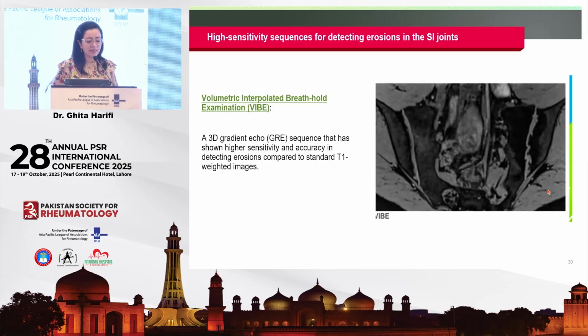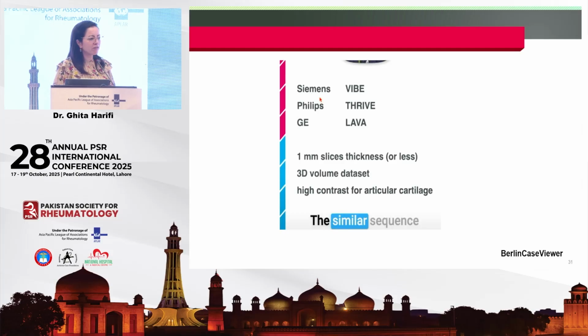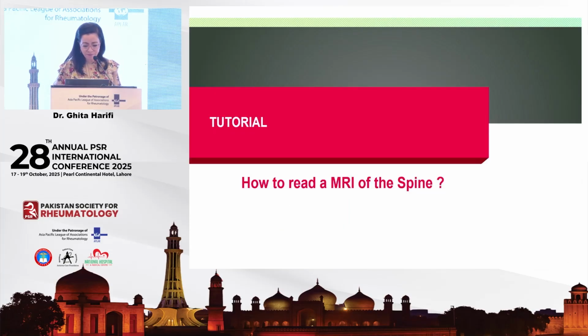sequence to detect erosions. We call it VIBE commonly, but VIBE is actually the term used by Siemens, the machines at Siemens. If you use a Philips machine, it's going to be called THRIVE, and GE calls it LAVA, but basically the same sequences: very thin sequences, 1 millimeter slice thickness or less, 3D volume data with a high contrast for articular cartilage and high sensitivity in detecting erosions.